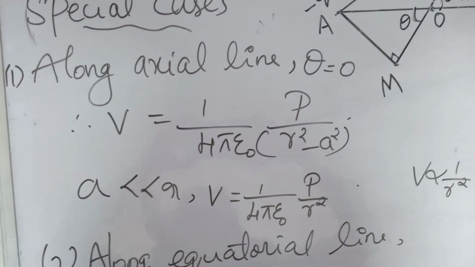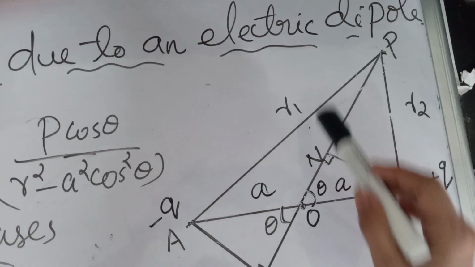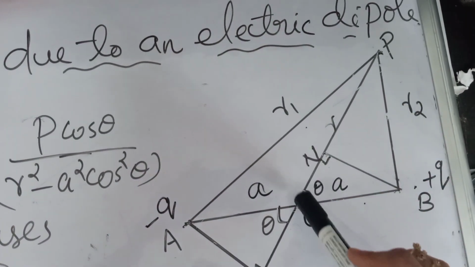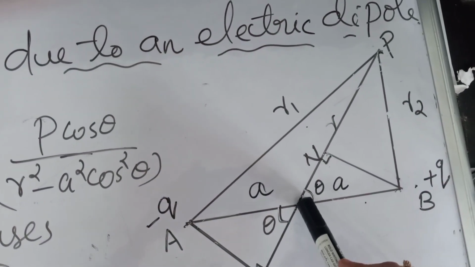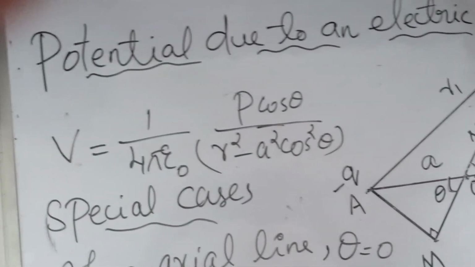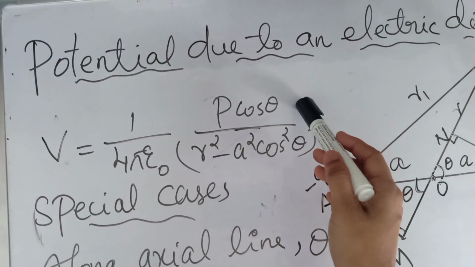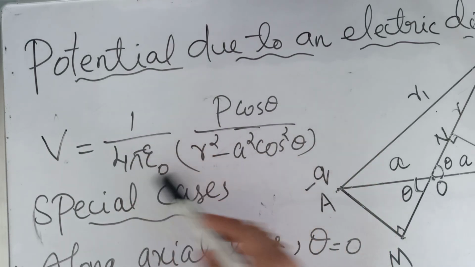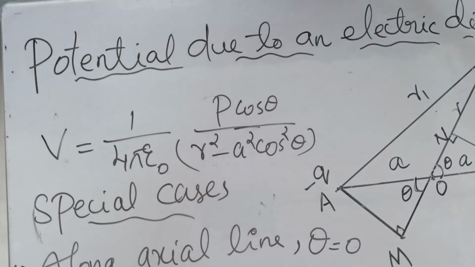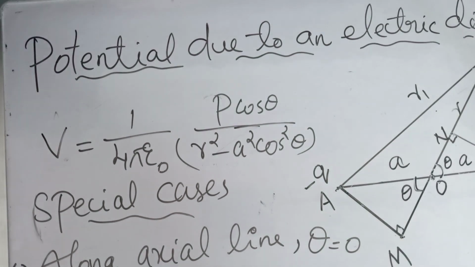And suppose this is taken along the equatorial line. So if point P is at this point, what happens here? The angle will be 90 degrees, right? So in the case of the equatorial line, cos 90 comes. So what will happen to our equation? Yes, V will be equal to P into cos 90, and cos 90 is 0, so P into 0. So the whole term will be 0. That means there will be no electric potential along the equatorial line of the electric dipole. Clear? So this is all about the electric potential due to an electric dipole.